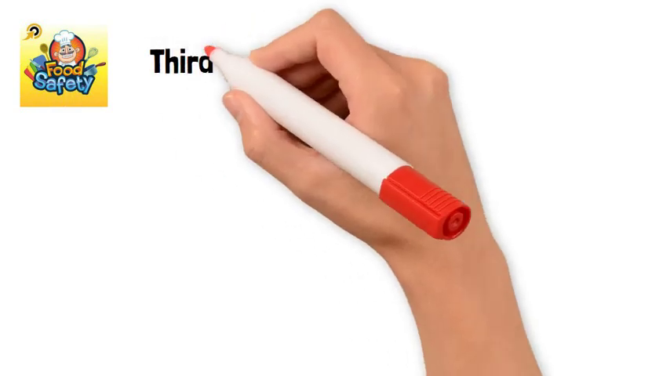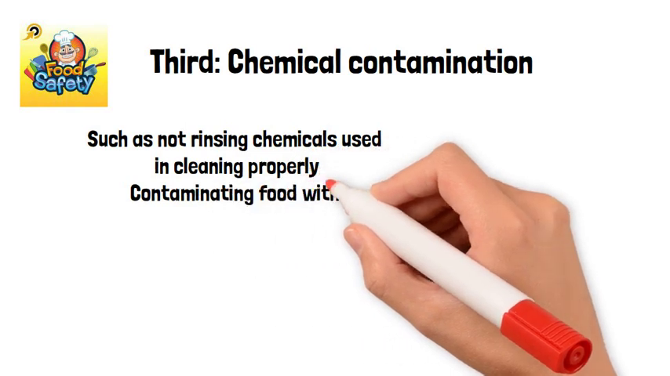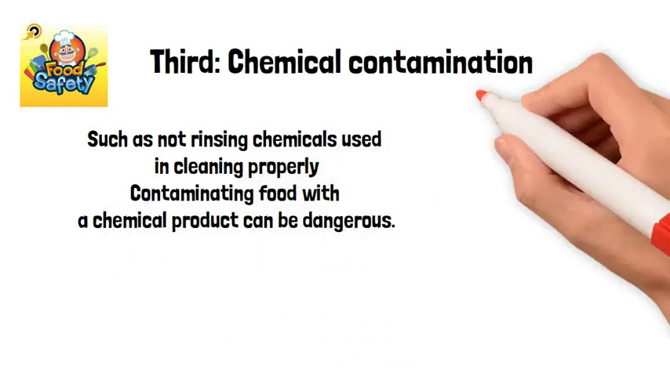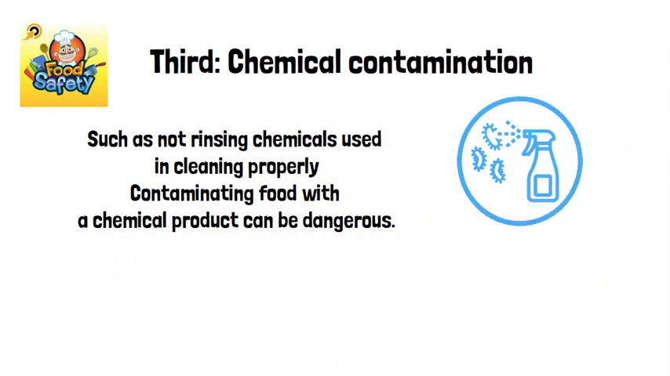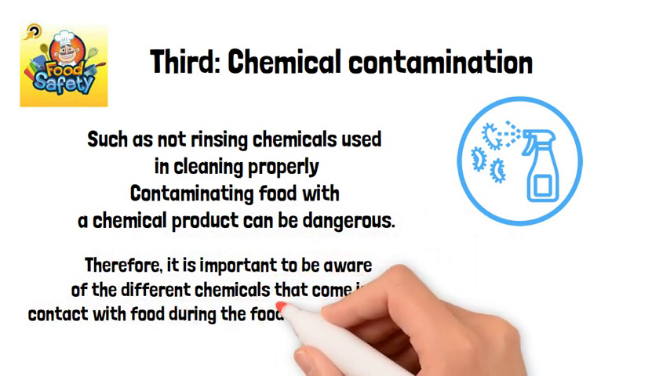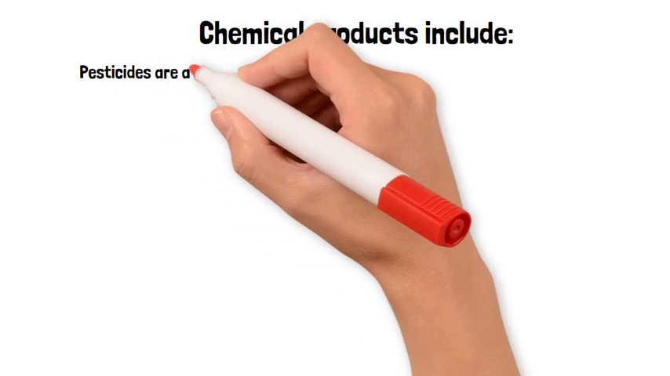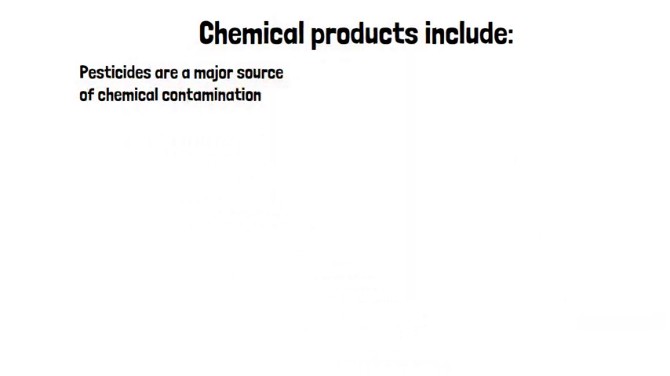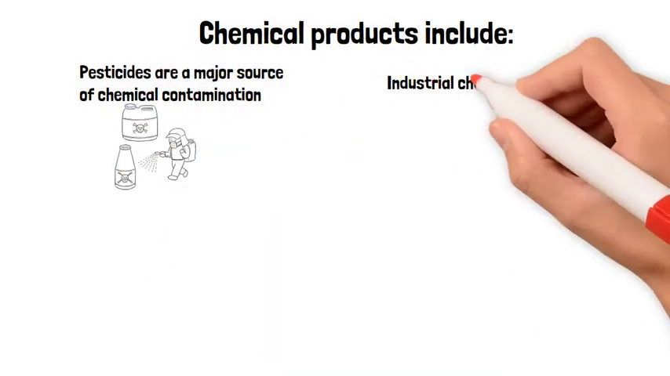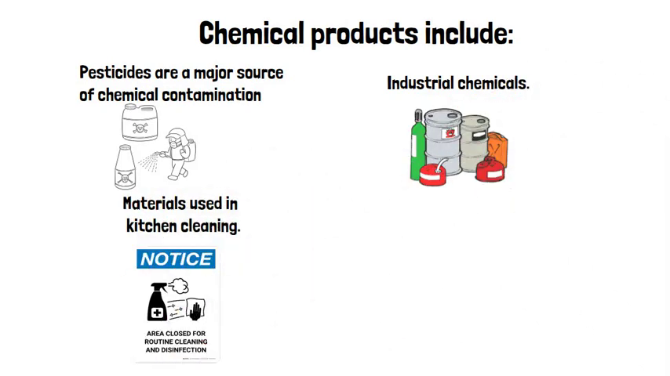Third, chemical contamination, such as not rinsing cleaning chemicals properly. Contaminating food with a chemical product can be dangerous. Therefore, it is important to be aware of the different chemicals that come into contact with food during the food production journey. Chemical products include pesticides, which are a major source of chemical contamination, industrial chemicals, and materials used in kitchen cleaning.